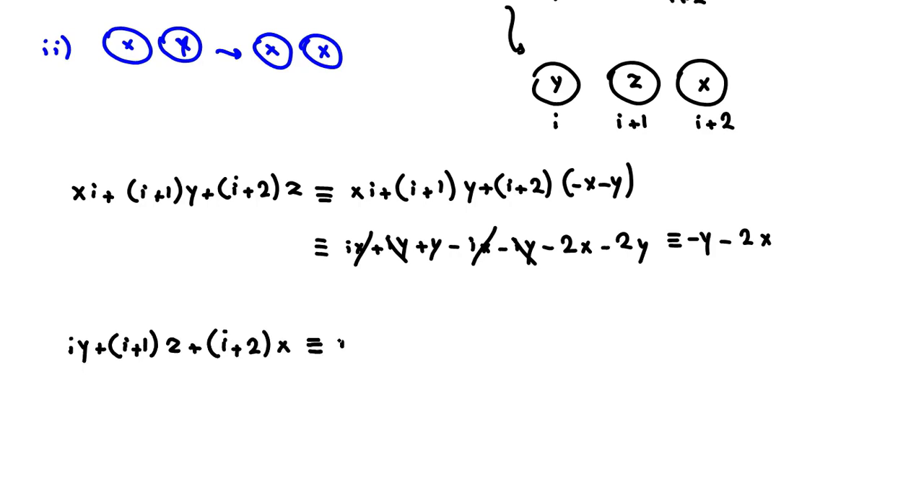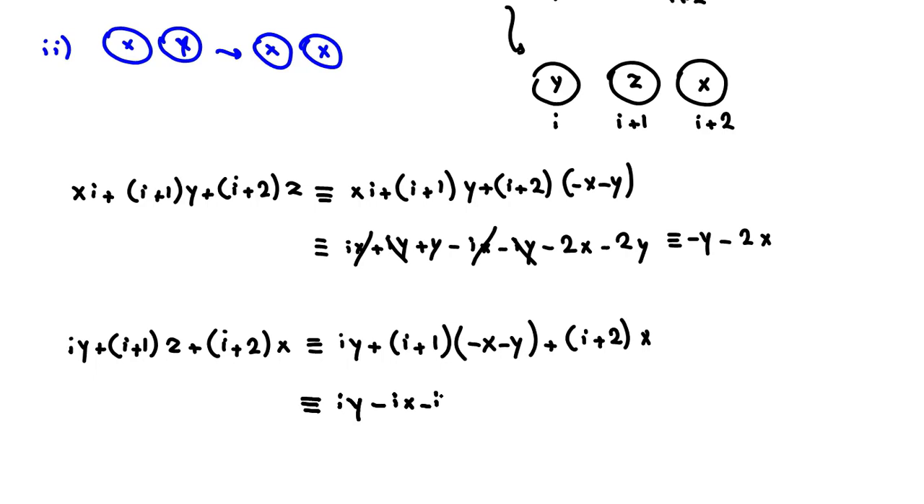And it is congruent to iy plus I plus 1 z, which is negative x minus y, plus I plus 2x. It will be iy minus ix minus iy minus x minus y plus ix plus 2x. Negative ix and ix will be cancelled, negative iy will be cancelled. 2x minus x is x, and it is x minus y.